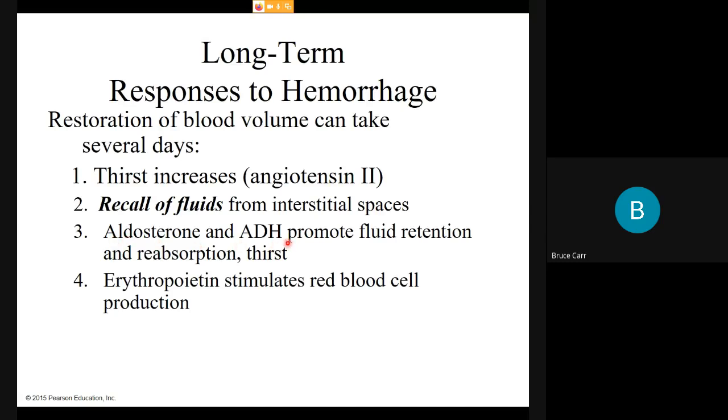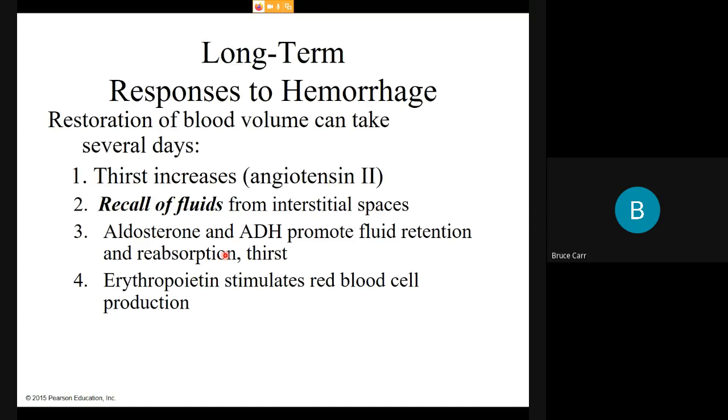Aldosterone and ADH are going to have broad-term effects, mainly in fluid retention and reabsorption. When we make urine, our kidneys can actually adjust to the amount of hydration we have. If you sit down and drink, say, 3 bottles of pop in half an hour, all of a sudden you have this big load of water, and your kidneys are going to make a high volume of low concentration urine to get rid of it.